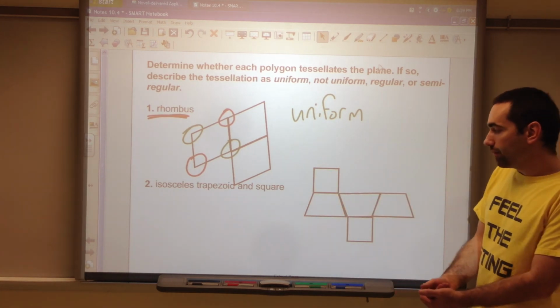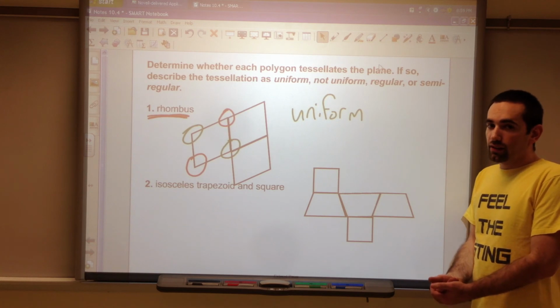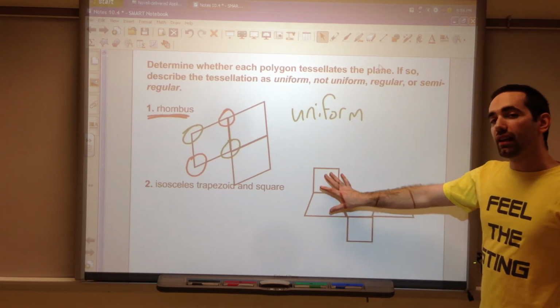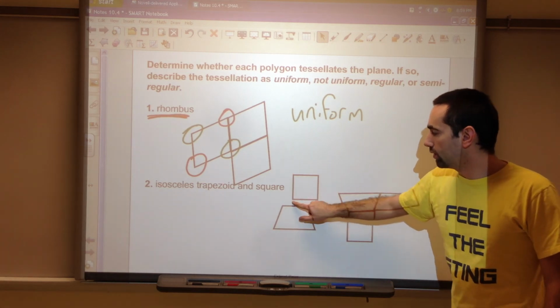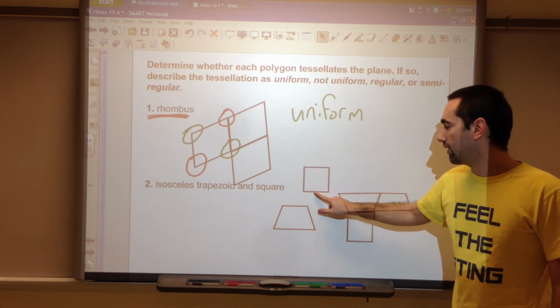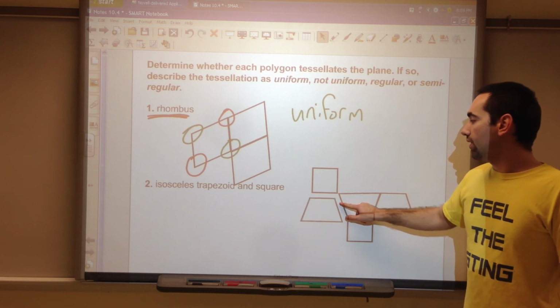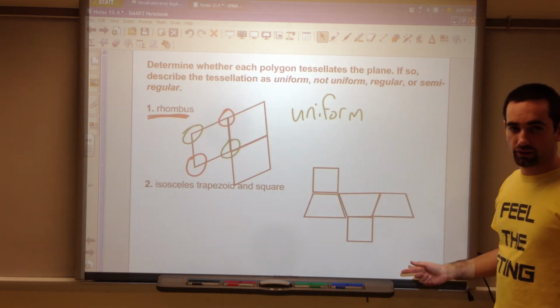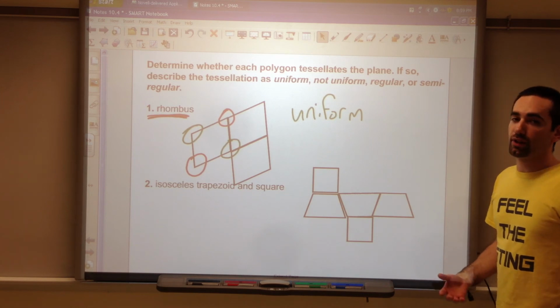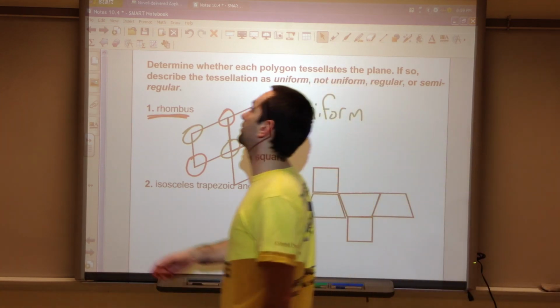Now, I could make this tessellate if I didn't make that one whole shape. In other words, if this was not a whole unit by itself, I could do it. In other words, just one square and one trapezoid. I could make it work. But as one whole unit, I can't make it work. This will not tessellate.